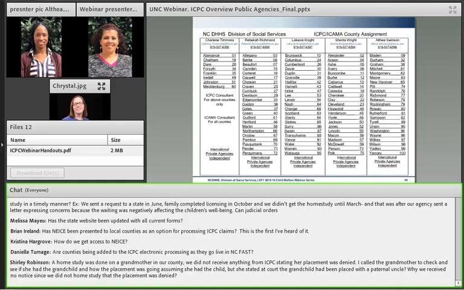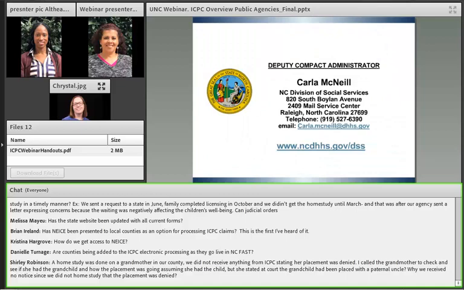Our next slide will show you who is assigned to your county. You've got the phone number and the email address, and you can print this. I believe it's in the handouts. Keep it with you, and then you'll have the most up-to-date contact information for your consultant. We did want to share our Deputy Compact Administrator, and this is our supervisor, Carla McNeil, and here is the contact information for her as well, along with our web page.